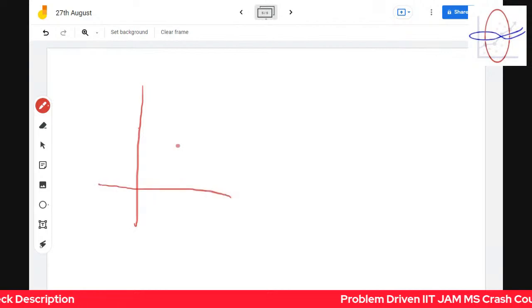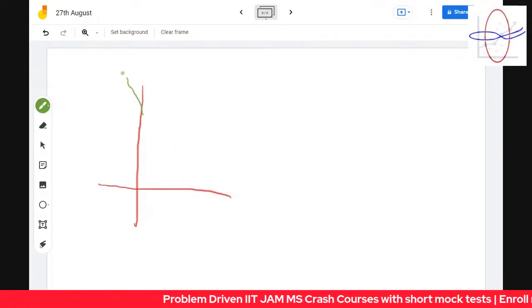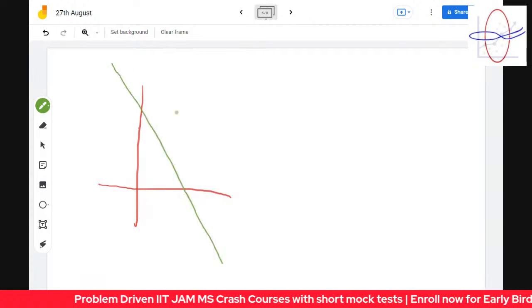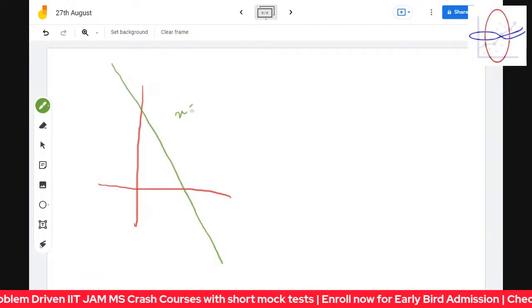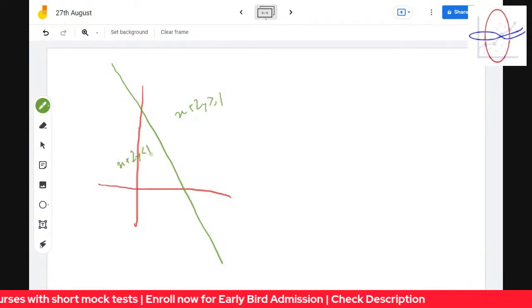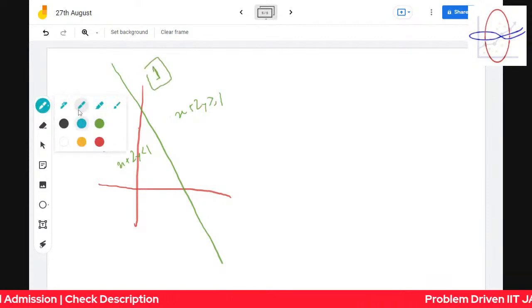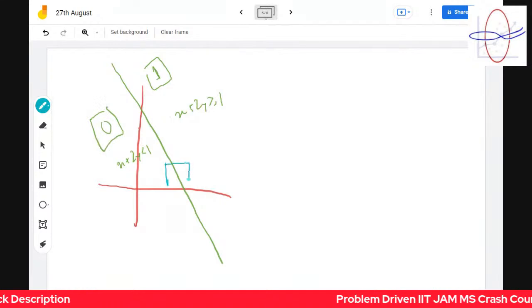So let's say the rectangle, so for x plus y greater than or equal to 1, this line is there. Here x plus 2y is greater than or equal to 1, and here x plus 2y is less than 1. So here it's 0 for f of x comma y, and here it's 1 for f of x comma y, right? So let's take a rectangle of this form.